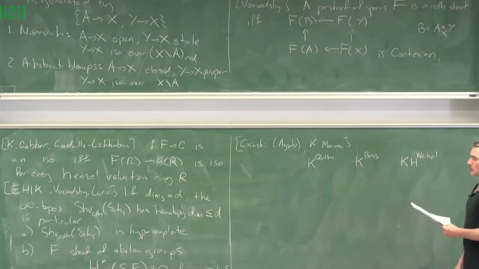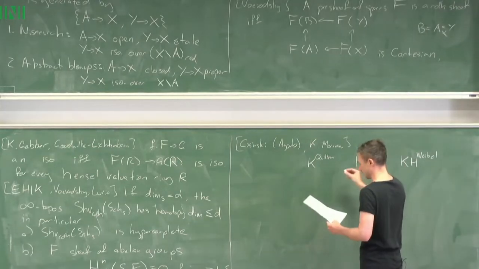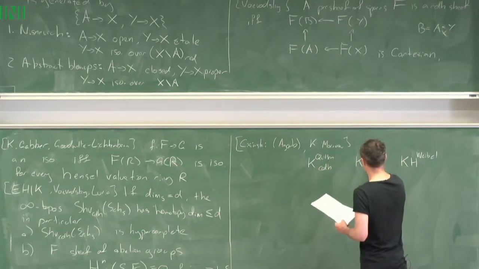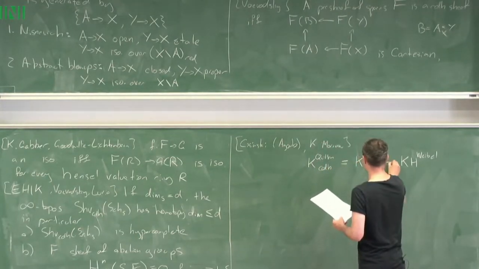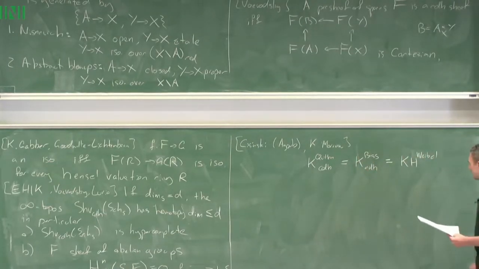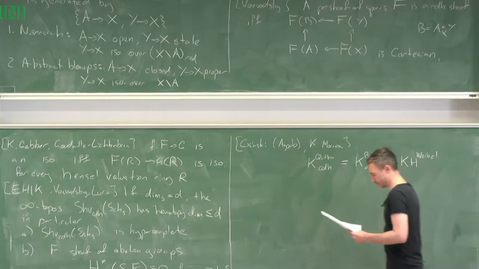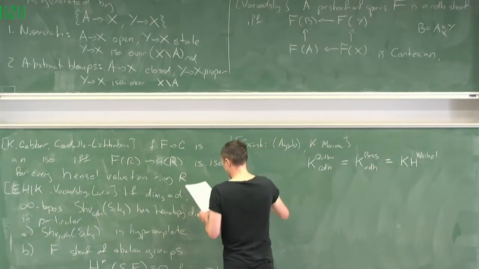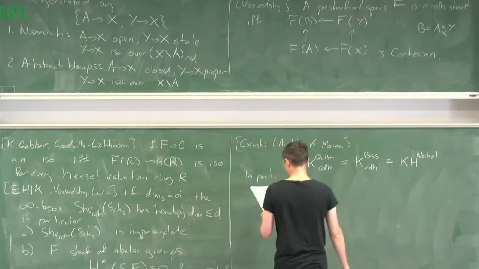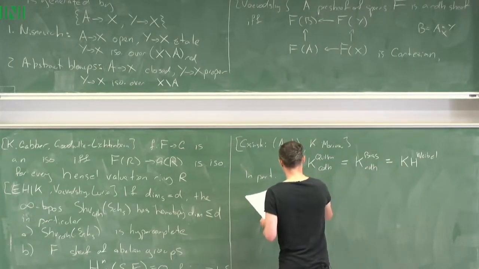So let's consider them all as pre-sheaves of S1 spectra. And then when we take the CDH sheafification, they all become the same. So this is already a CDH sheaf. And so in particular, we get a descent spectral sequence.